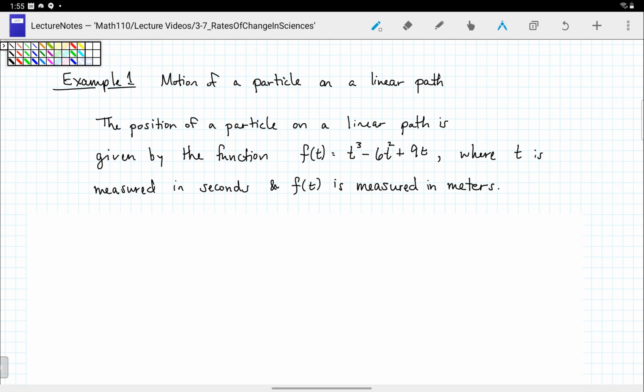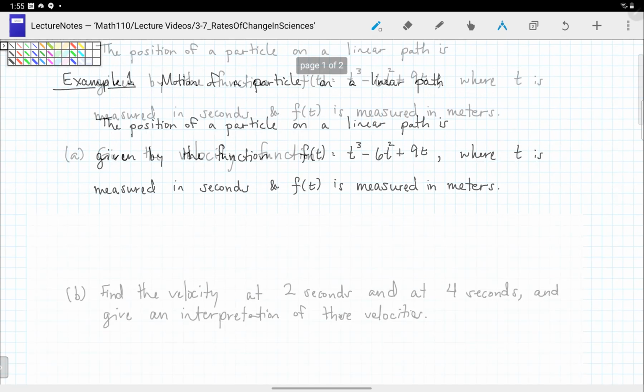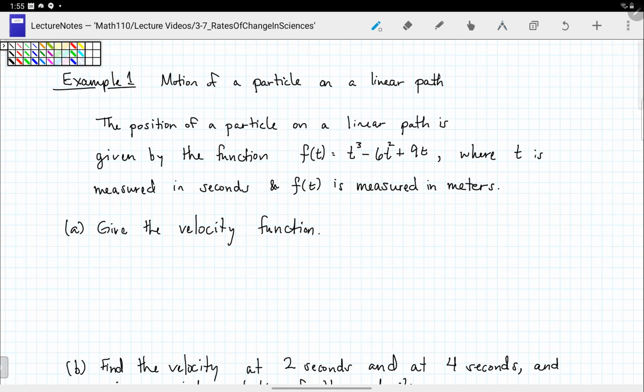And so the velocity is going to be the change in position over time. So we're going to start there. We're going to start with giving the velocity function. So the velocity is going to be the change in position over time. So that is really the derivative of position over time.